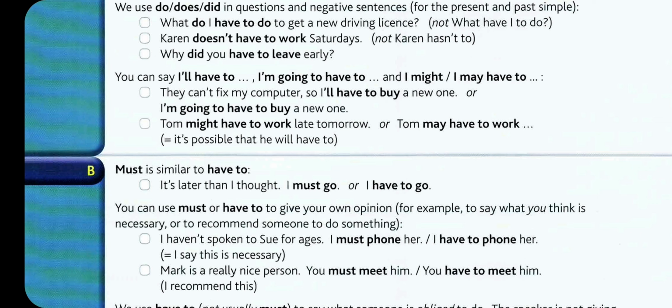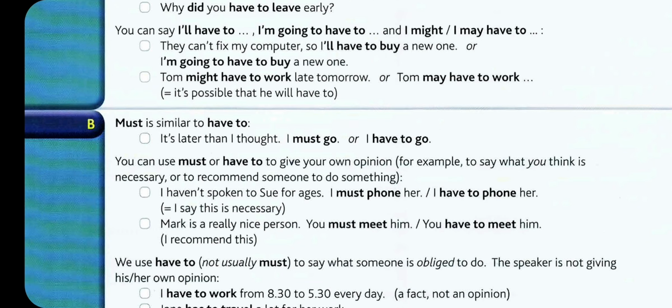They can't fix my computer so I will have to buy a new one. I will have to buy a new one, or I can say I'm going to have to buy a new one. Tom might have to work late tomorrow. Tom might have to work late tomorrow. So here it is possibility. You notice that might is followed by have to.